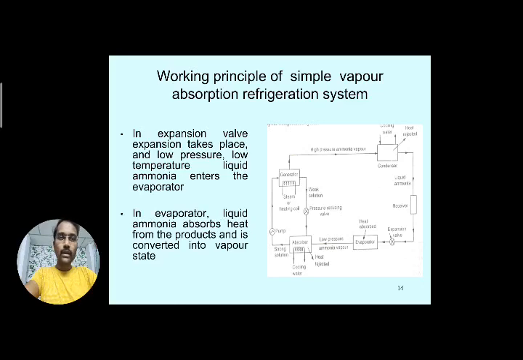And you know well what is happening in the evaporator. Heat absorption is taking place, whereas in the condenser, the refrigerant is rejecting heat to the surroundings. In the evaporator, the refrigerant is absorbing heat from the products and giving out its cooling effect to the products. So the liquid ammonia with low pressure and low temperature enters the evaporator, absorbs heat from the products, and the phase change takes place. That means liquid refrigerant is converted into vapor refrigerant by absorbing heat from the products.